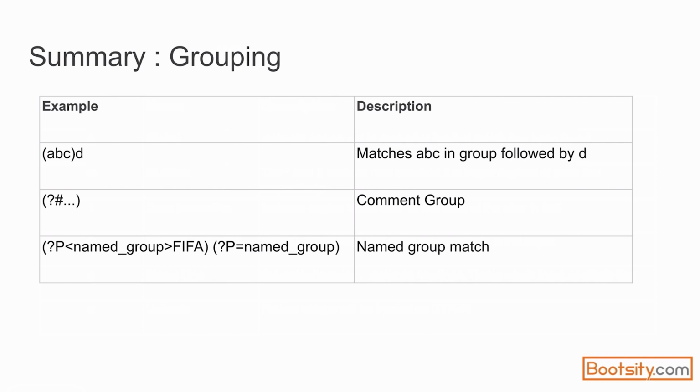After that, we had a look at grouping. Grouping is done to match several distinct patterns inside the same target string. For example, if I want to match ABC in continuation, I can create a group of ABC. And after that, we also had a look at how we can create comments inside the groups. And we also had a look at named groups that can be used to match repetitively in a search pattern.